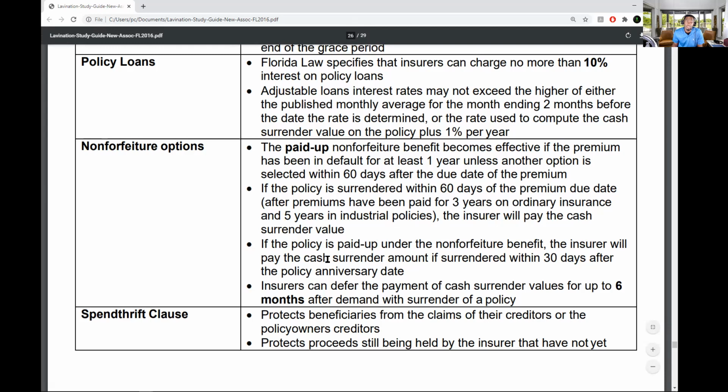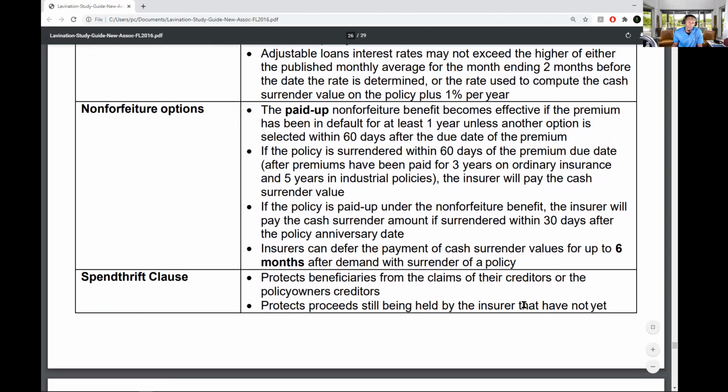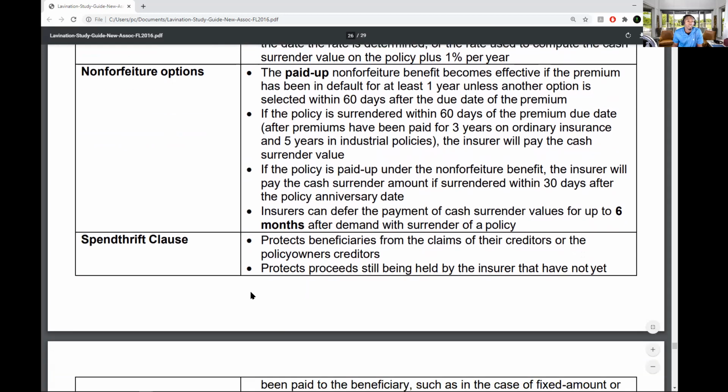If the policy is paid up under the non-forfeiture benefits, the insurance company will pay the cash surrender amount if it is surrendered within 30 days after the policy anniversary date. Also, the insurer, which is the insurance company, can defer the payment of cash surrender for up to 6 months. So make sure you know that. You can request your cash value and they can defer it for 6 months.